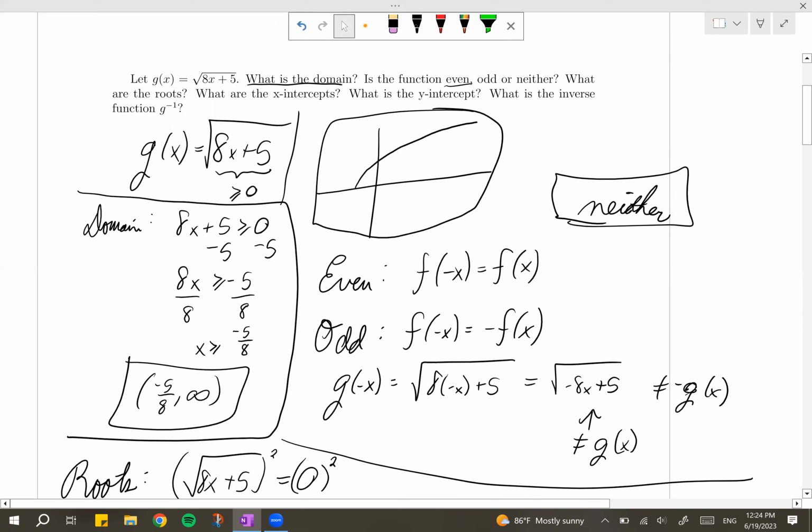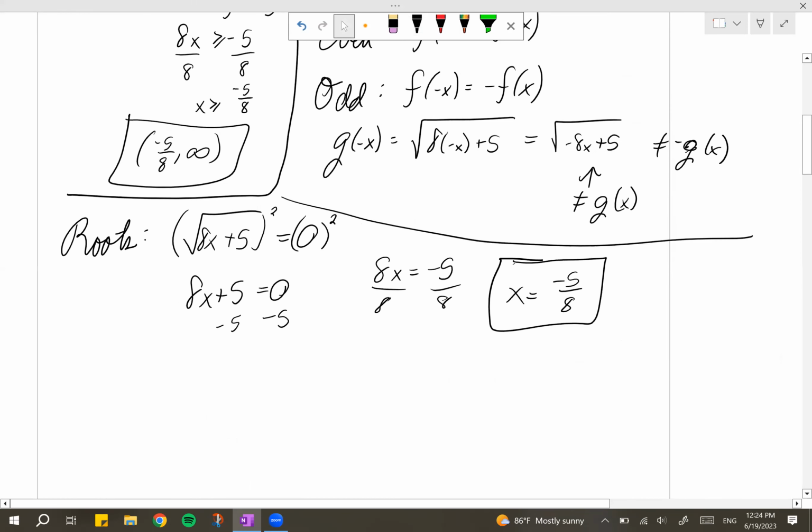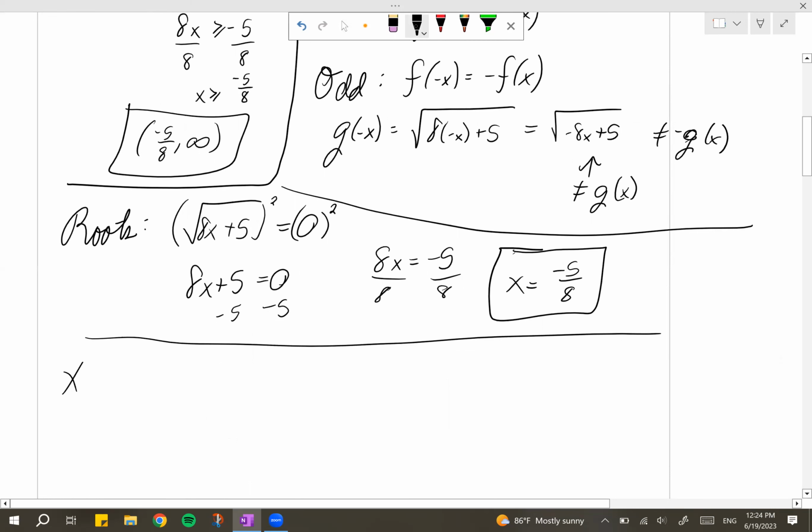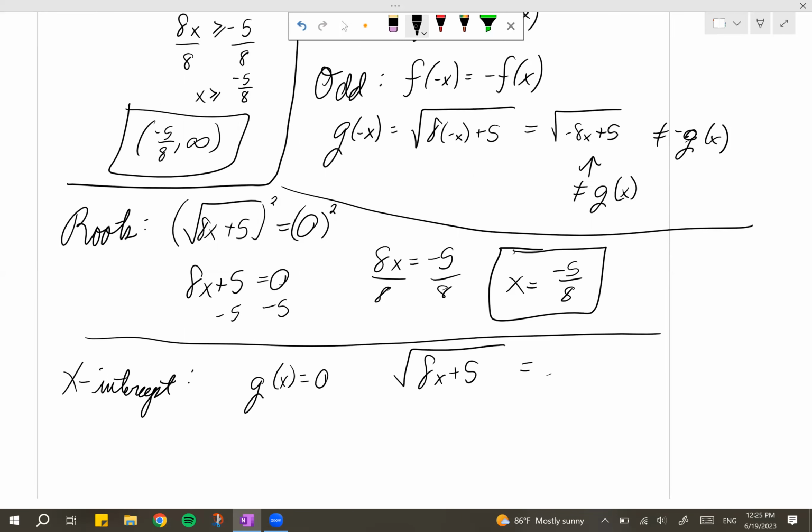Then it asks, what are the x-intercepts? These are where it touches the x-axis. If it's an x-intercept, it's where your y is 0. So we're going to set g of x equal to 0 and solve for x. So we get square root of 8x plus 5 equals 0. But that's the same as what we just did, and we just found that this is x equals -5/8.